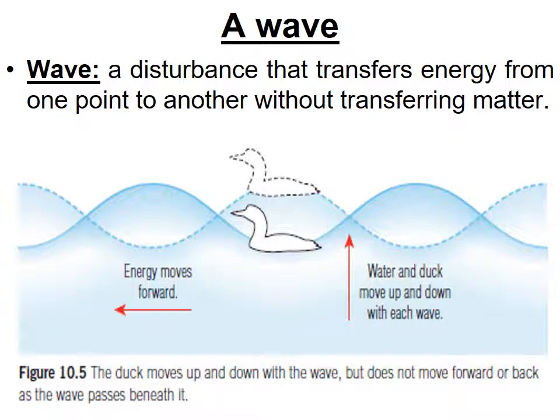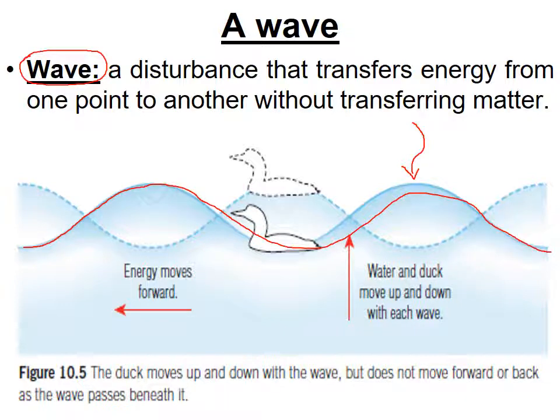So first we're going to start off by defining a wave. And the reason we're starting off with a wave is because light is actually a type of wave. So a wave is just a disturbance that transfers energy from one point to another without transferring matter. Now the best way to understand that is by studying a wave that you're more familiar with, like a wave that you might see in water. And so what you can see here is that you have movement of water from one area to another.